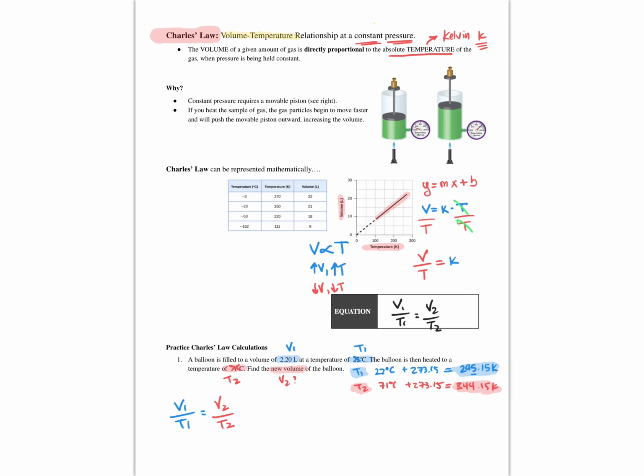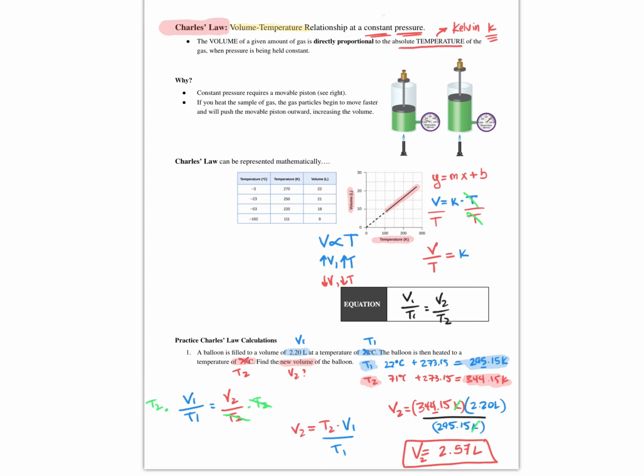Once we do that, then we're going to rearrange this equation so we have V2 equals T2 times V1 over T1. Allows us to input our values and solve. The unit Kelvin cancels out in the numerator and the denominator, leaving us just in the units of liters, and our answer is 2.57 liters.